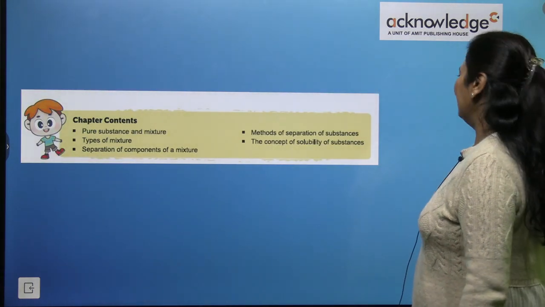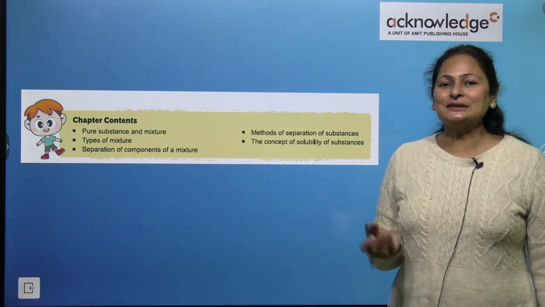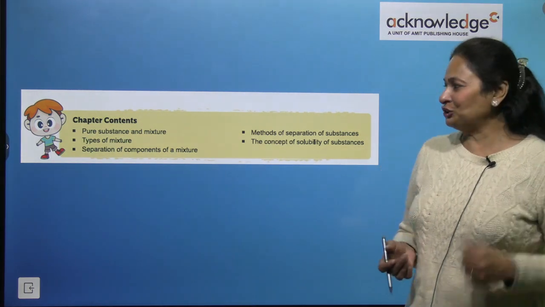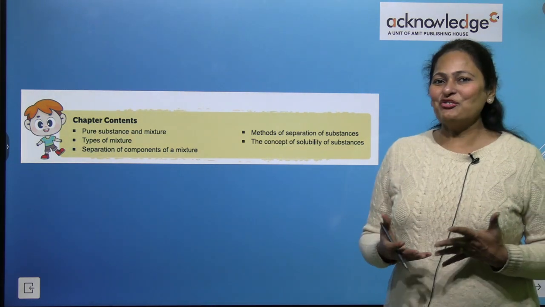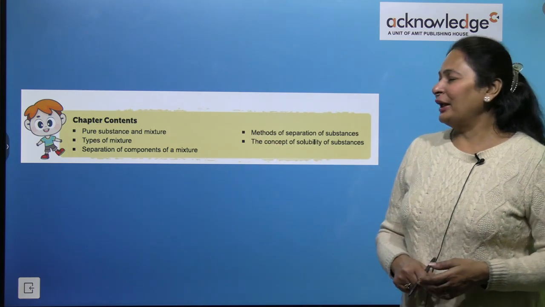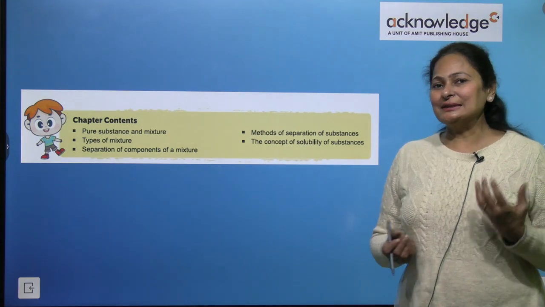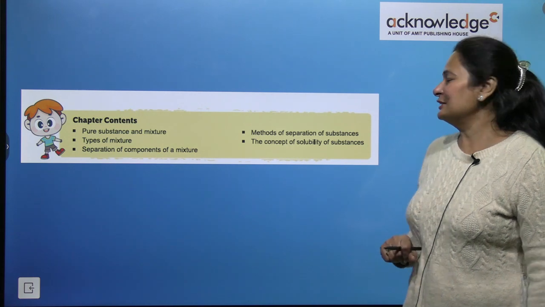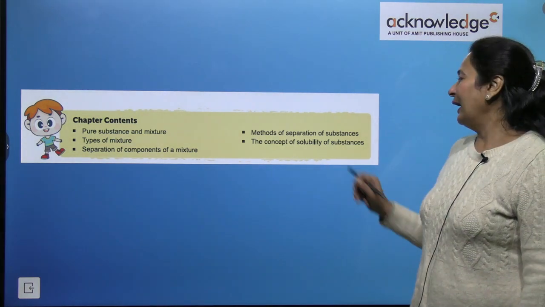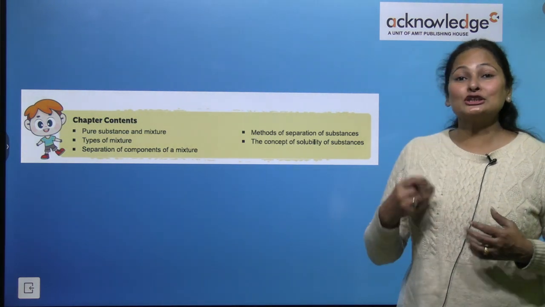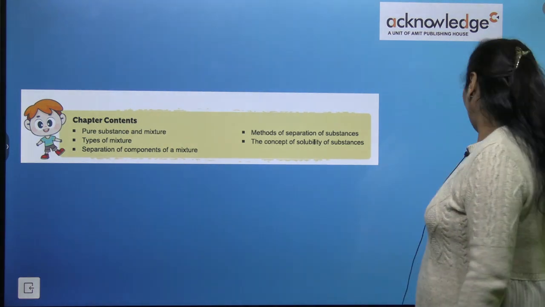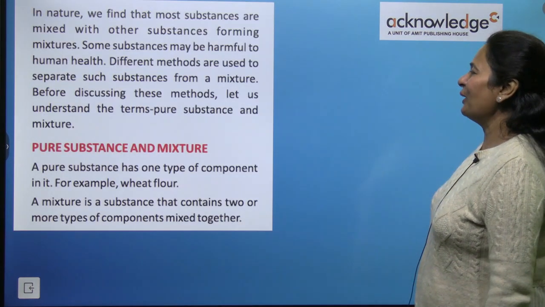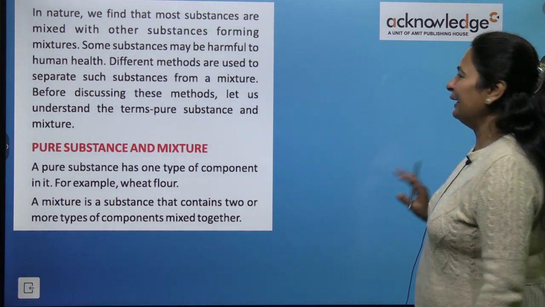The chapter contains pure substances and mixtures, types of mixtures, separation of components in a mixture, methods of separation, and the concept of solubility of substances. So are you all excited to learn about these?